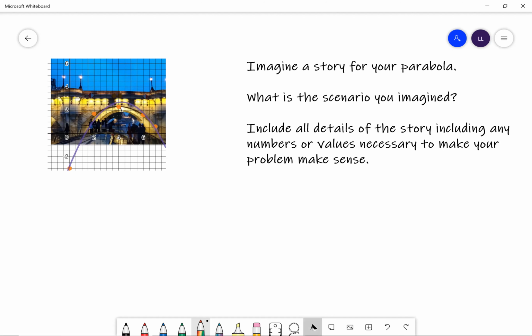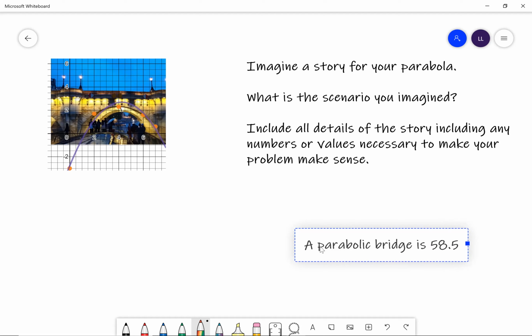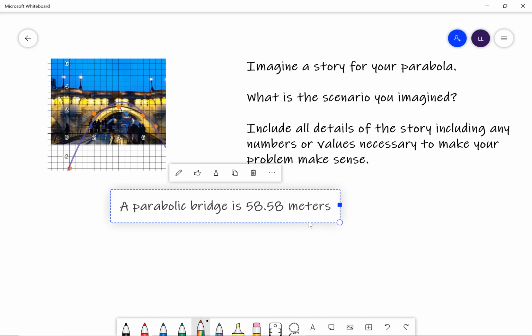So let's go ahead and write our word problem, okay? So I'm so excited, y'all. All right, so here we go. Our parabolic bridge, try to say parabolic 5 times, is 58.58 meters wide. You're probably wondering where I came up with that one. So let me go ahead and explain why my bridge is 58.58 meters wide.